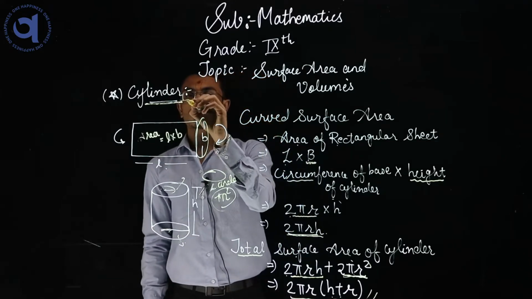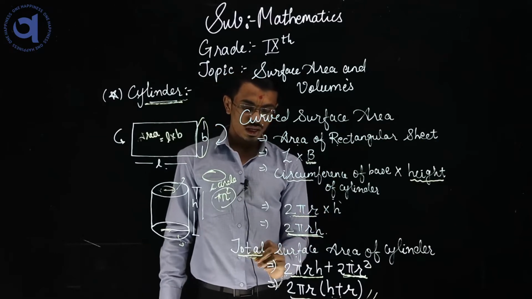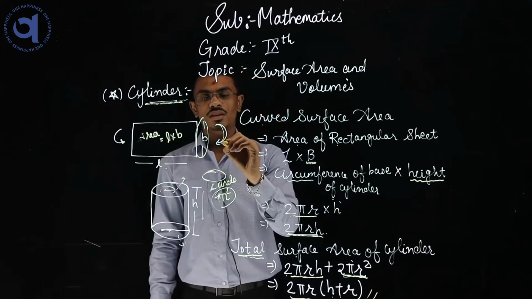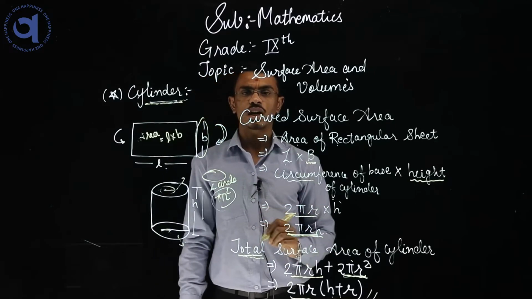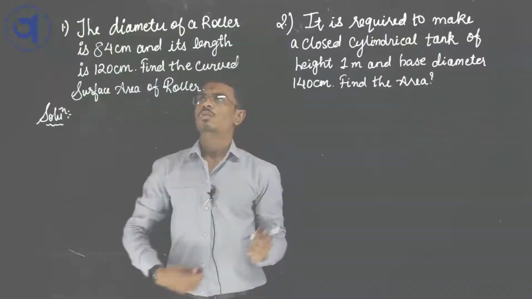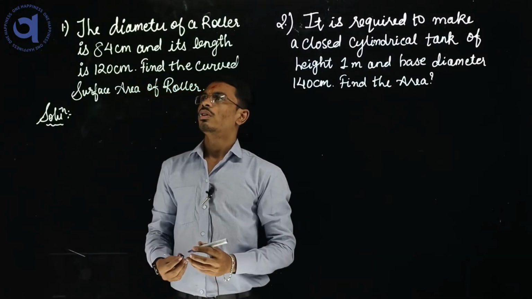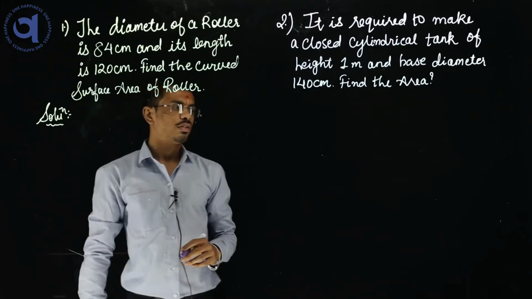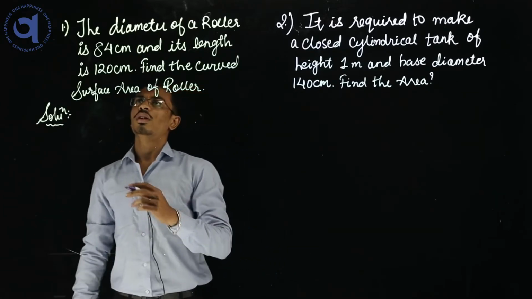In the cylindrical shape, two formulas are there: the curved surface area as well as the total surface area. We will next see examples related to both of these formulas. Okay, then let us now see various examples related to the formulas we have learned, that is the curved surface area and total surface area of a cylinder. So let us see example number 1.